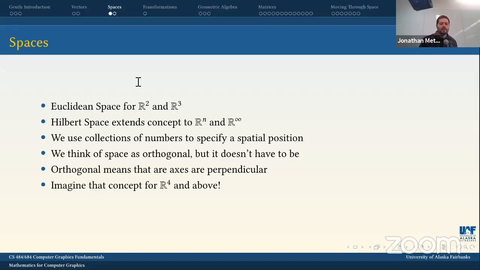The other thing, though, is that we think of space as orthogonal. In other words, you have your x-axis, your y-axis, and your z-axis, but it doesn't have to be that way, okay? You can have three axes, and as long as they just intersect at one point, they could be skewed. And so they don't necessarily have to be orthogonal to each other. When we say orthogonal, we mean they're all at right angles to each other, okay?